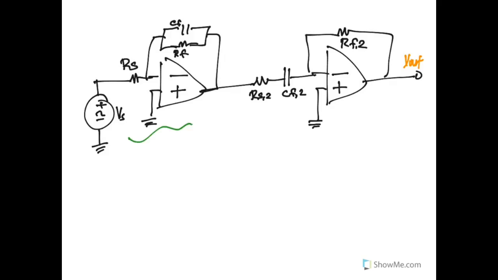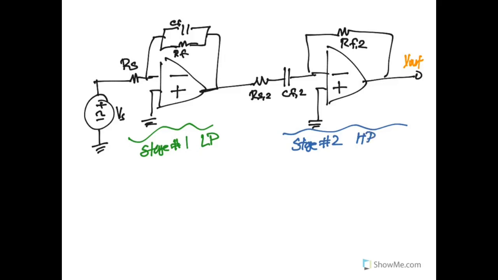This filter in stage number 1, so let's call this the stage 1 filter, has the capacitor in the feedback loop, and so this will be a low pass filter. And the circuit over here on the right has the capacitor in the source, and so we will call this stage 2, and this will be our high pass filter.